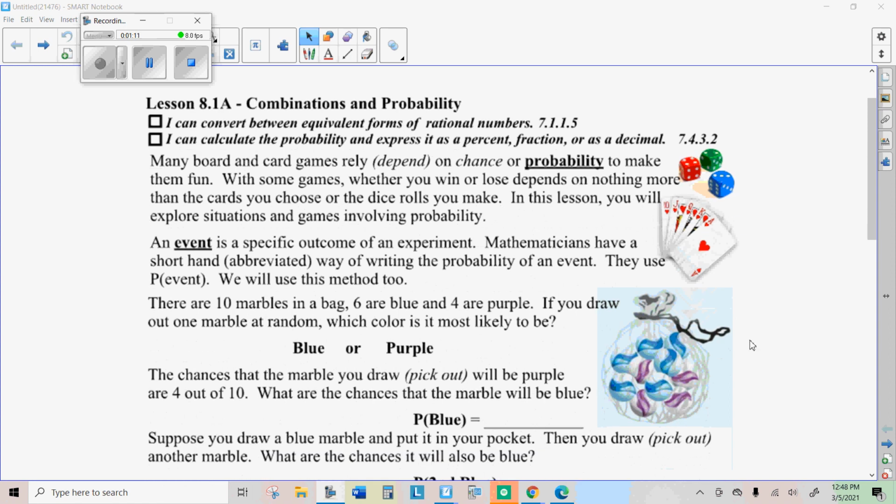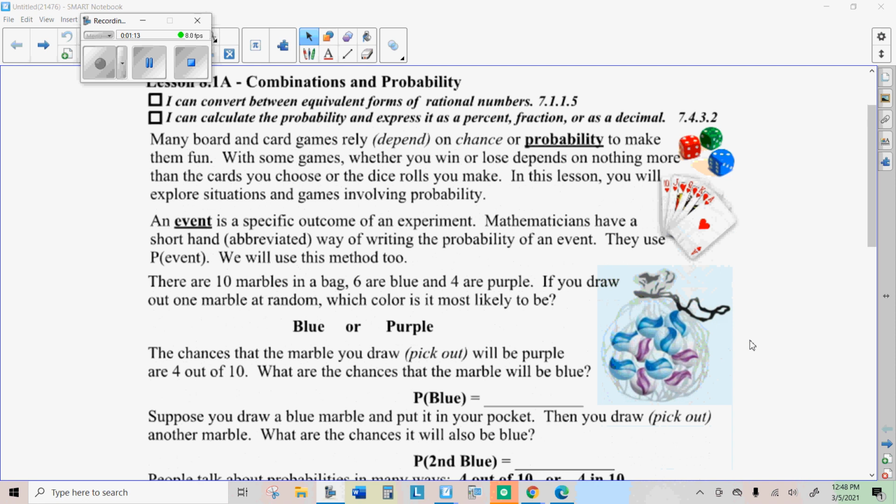Okay, so let's do a little problem here. Let's suppose that there are 10 marbles in a bag. Let me get my highlighter here so you can follow along. And 6 are blue and 4 are purple. If you draw out one marble at random, what color is it most likely to be? I hope you pick blue because there are more blue than purple. But that doesn't mean you will get a blue, you're just more likely to get a blue.